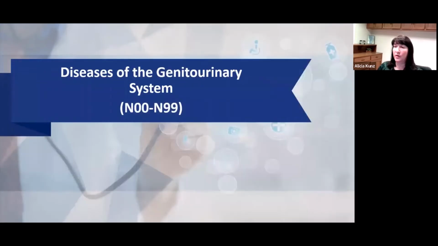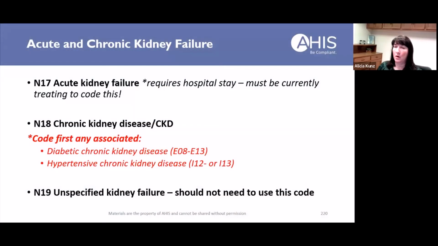Moving on, we're going to move on to our next body system, which is the genitourinary system. These are your N codes. So let's talk about acute and chronic kidney failure. N17 is the code for acute kidney failure.